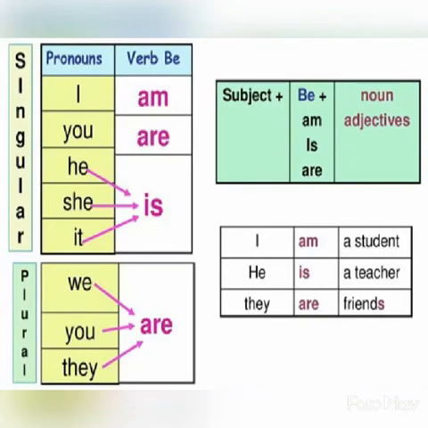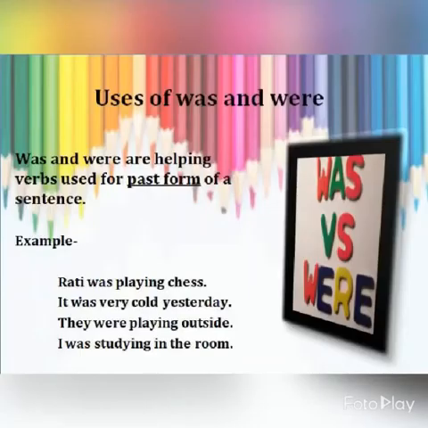Now moving to was and were. Was and were are helping verbs used for the past form. Now is and are are used for the present form, that means all the actions which are happening in the present, whereas was and were are used for all the actions which have happened in the past. Example, Rati was playing chess. Now it was Rati is playing chess, but here we have Rati was playing chess.